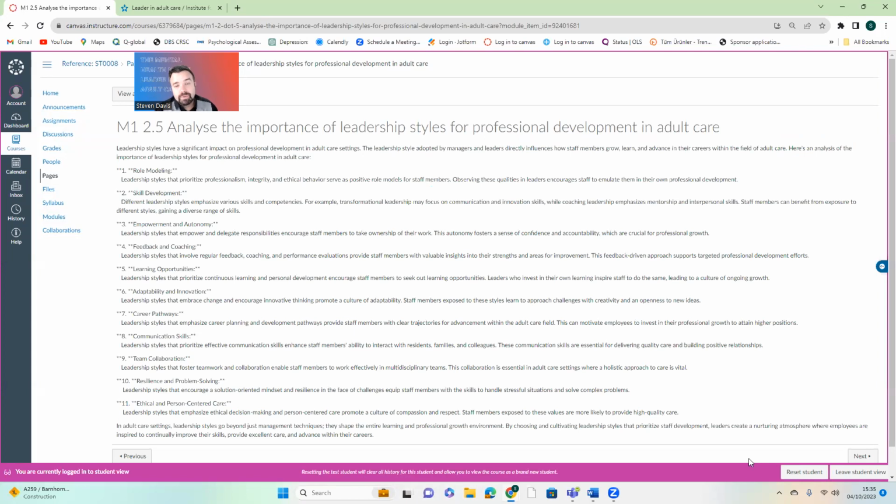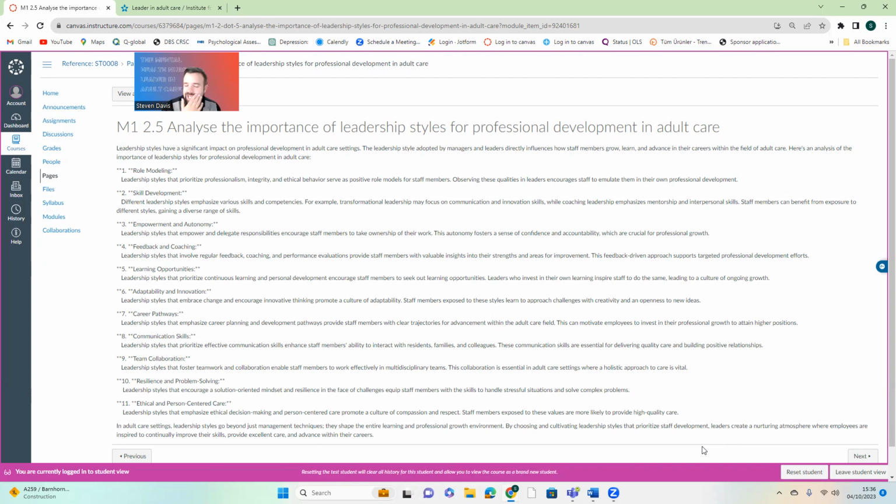You need to analyse the importance of leadership styles in professional development in adult care. So again, looking at professional development, if you sign up with the Chartered Institute of Management or the Institute for Leadership, you will see a set of ethical standards. And I think that's great because you align yourself to a professional practice.